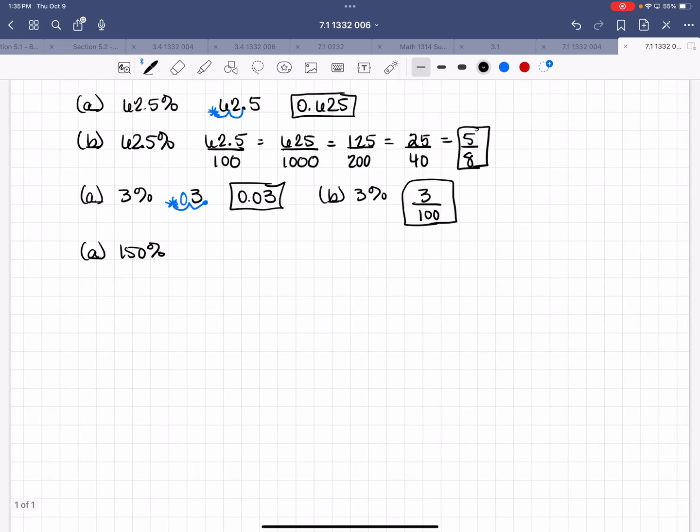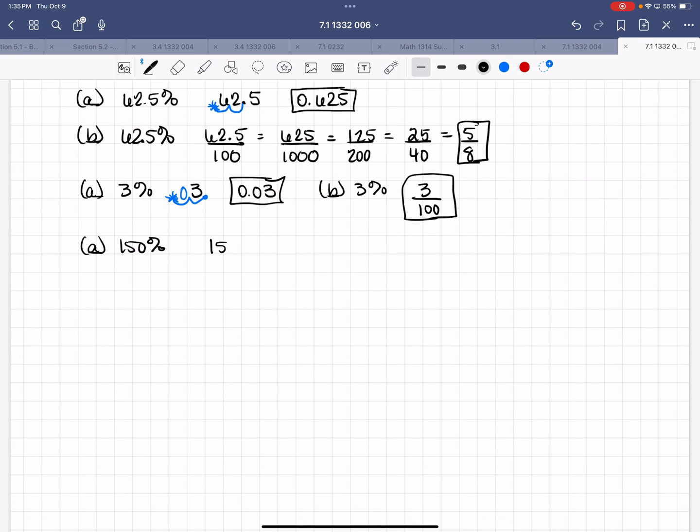Okay, 150%. If I drop that percent sign, that gives me 150. I put my decimal behind that 0. Now I'm going to move my decimal 2 places to the left. 1, 2. And that will give me 1.5 for my decimal.